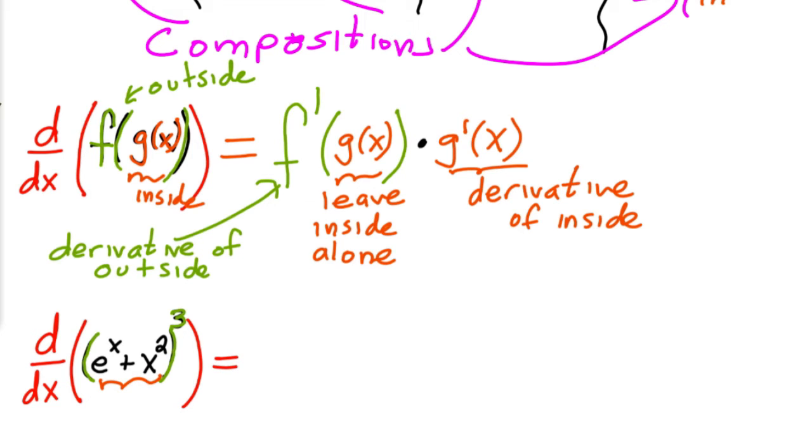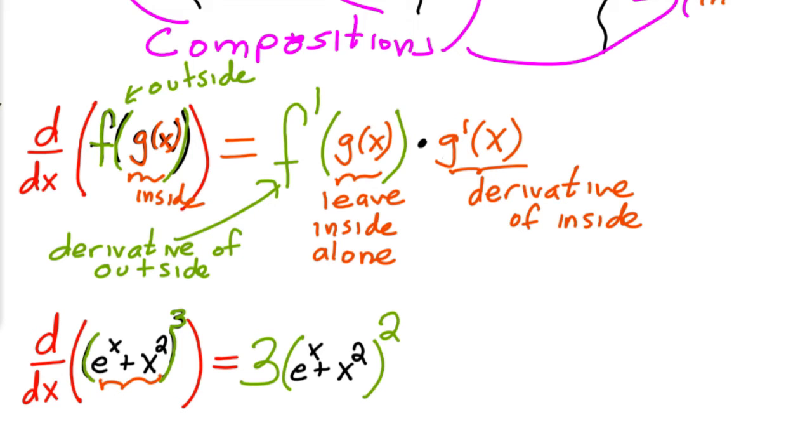Okay, so to find the derivative of this guy, remember, you get the derivative of the outside. So what you do is you pretend like this inside is just an x. So if this guy is just an x, then you're going to use the power rule. Bring down the 3. You're going to leave the inside alone, and then you're going to subtract 1 from the exponent. So if this was an x, this is exactly what you would do, except that instead of x, you're going to leave the inside alone, so it's going to be e to the x plus x squared.